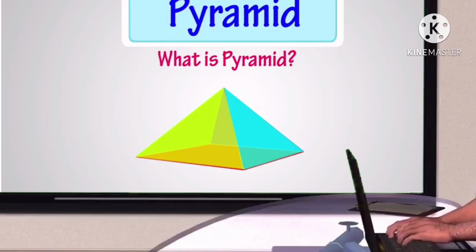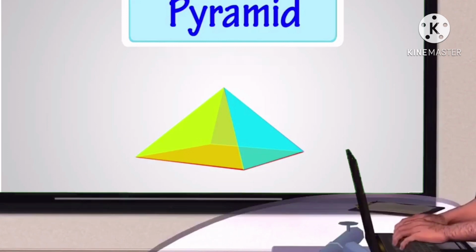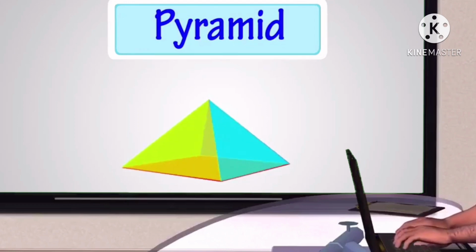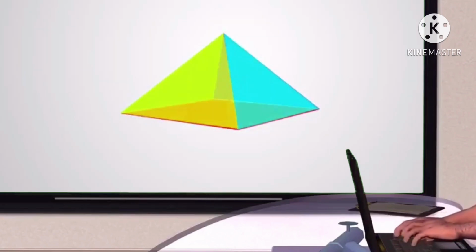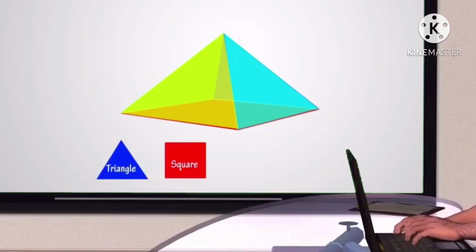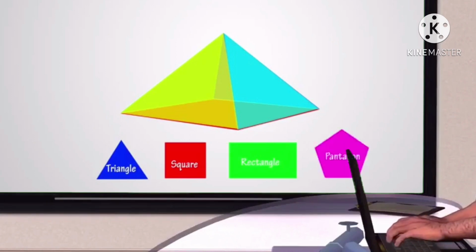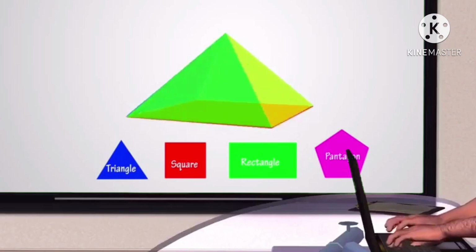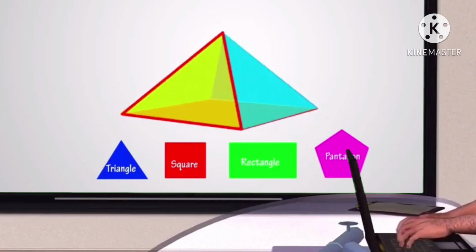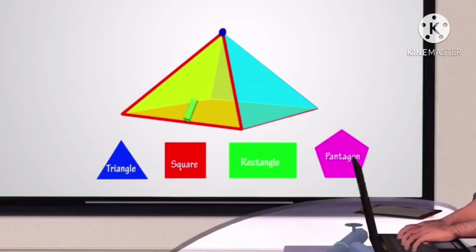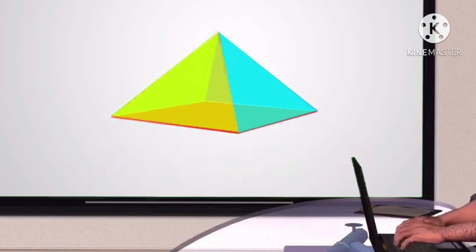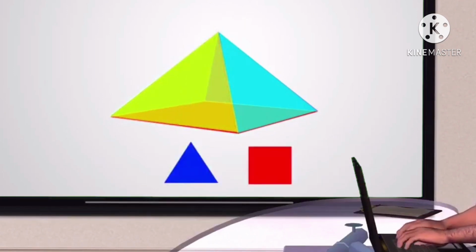What is a pyramid? In simplest words, a pyramid is a 3D shape that has a single base which can be of any polygon shape like triangle, square, rectangle, and pentagon, and all other faces are triangular in shape that converge to a single point at the top, which is called the apex. Most common pyramids are those with triangle and square bases.